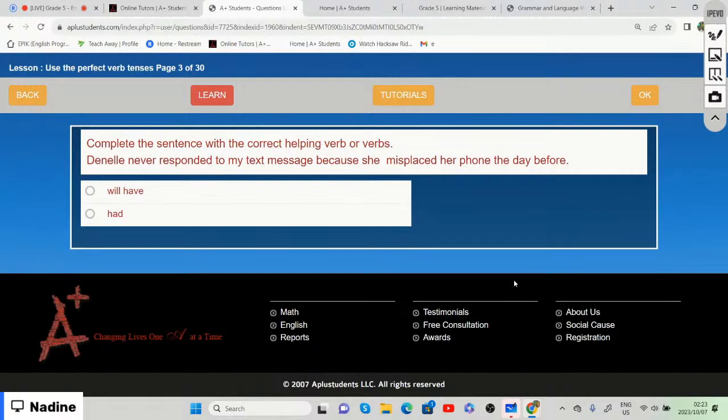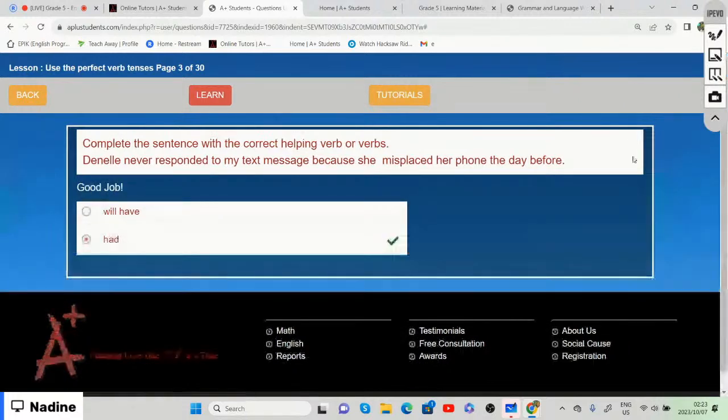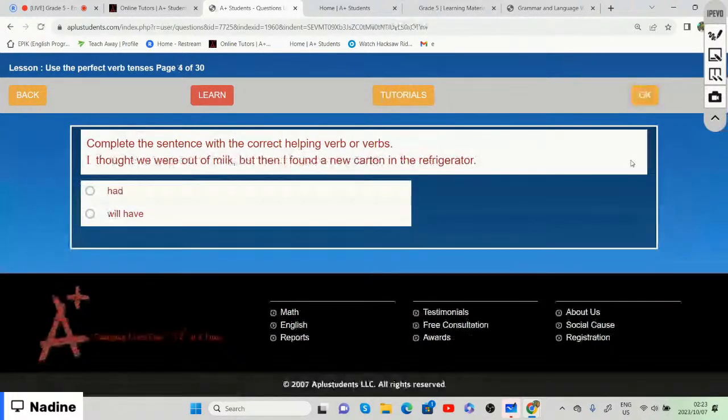All right, so if we choose the correct helping verb now to complete the sentence, specifically in the past, then we will say she had misplaced her phone the day before, because the day before shows the past. So well done. Had is correct.